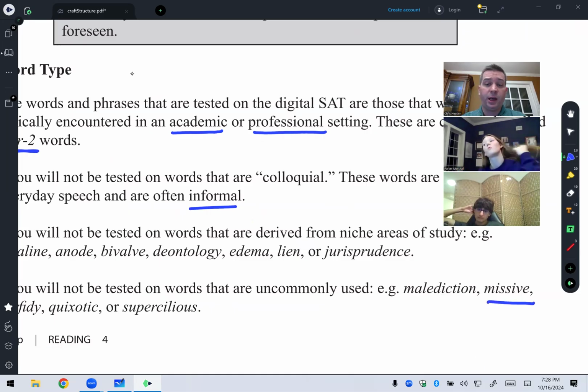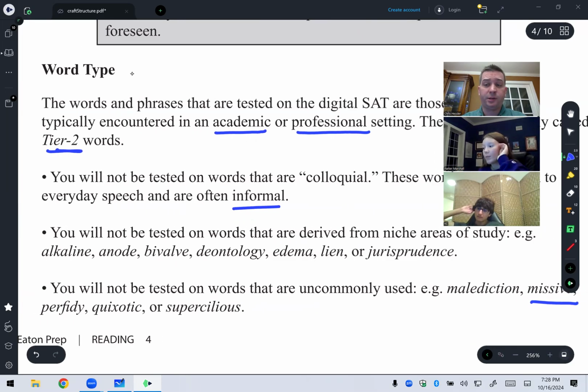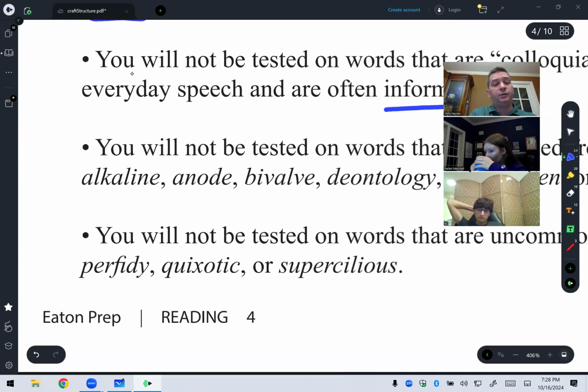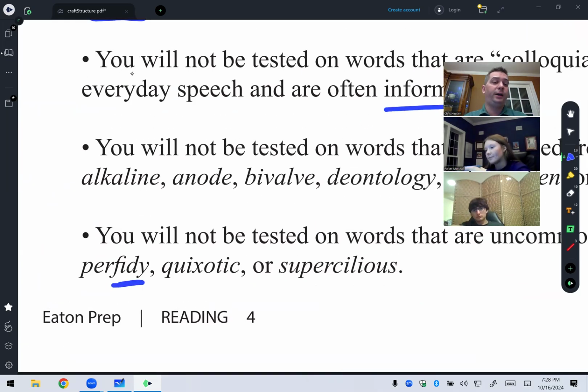A missive is a letter that you might mail to someone, dear so and so. Perfidy. Fidelity is faithfulness. Semper Fi, right? Always faithful. That's a motto. I think that's a Marine Corps motto. The per is going to negate that.